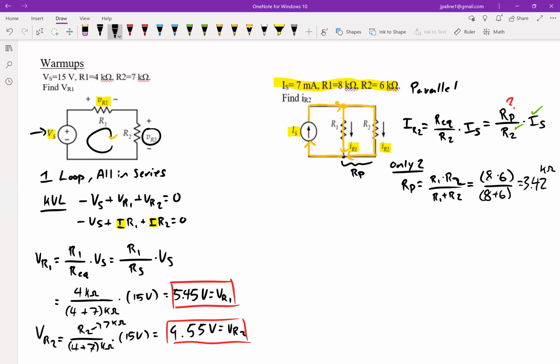Okay. So now we can just go and plug in our equation, and we can say IR2 is equal to 3.42 over R2 is 6, it's kilo ohms, times I of S is 7 milliamps, and this should give us 4 milliamps for IR2.